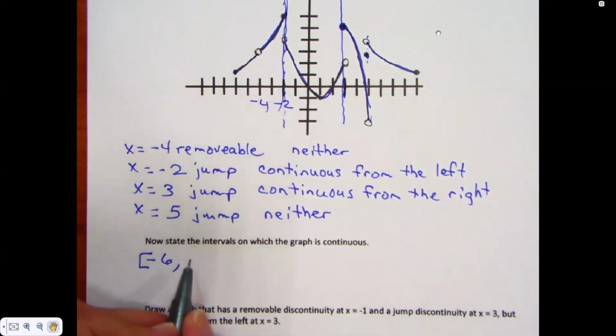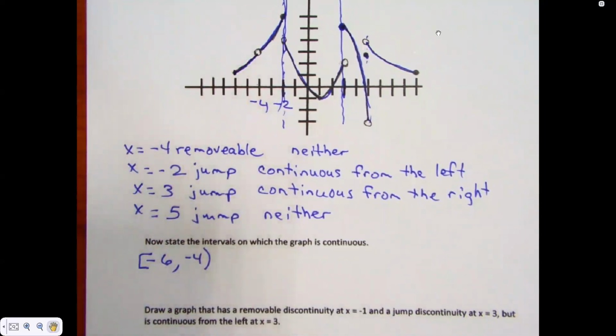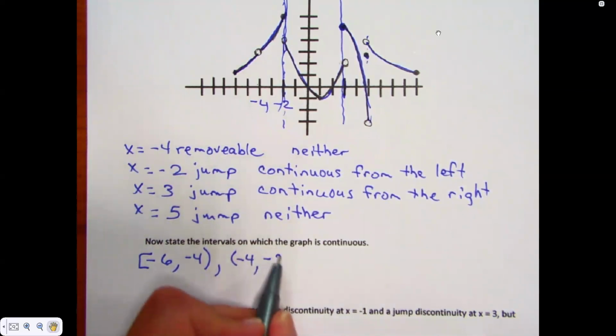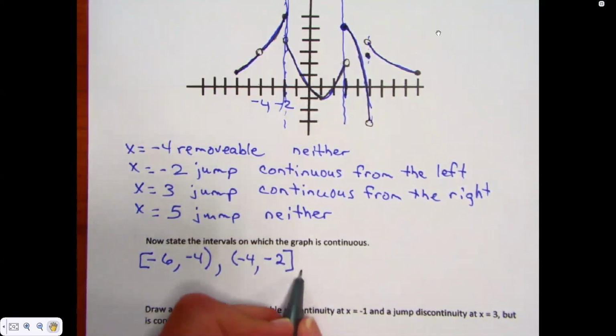-6 to -4. Remember, this isn't domain. We're just going to state intervals where it's continuous. Literally, where do I draw my pencil before I have to stop? Comma. -4 to -2. Since there is a point there, I have to put the bracket. And that's why it's continuous from the left. Who wants to do the next one?